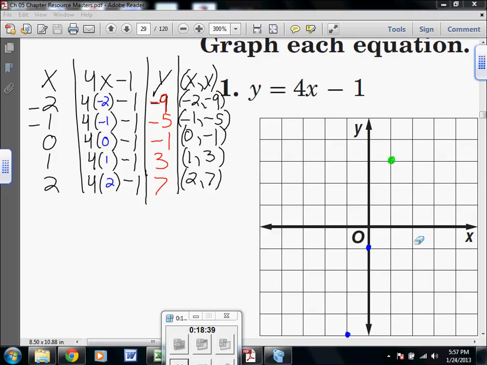Go away. Stop it, Mr. Eraser. And now it's green. All right. So 1 comma 3 goes right there. Now 2 comma 7. Go over 2, go up 7. That's 2, 3, 4, 5, 6, 7. That's about right there. We can estimate. If you have it, you can see it. Go ahead and estimate. No big deal.